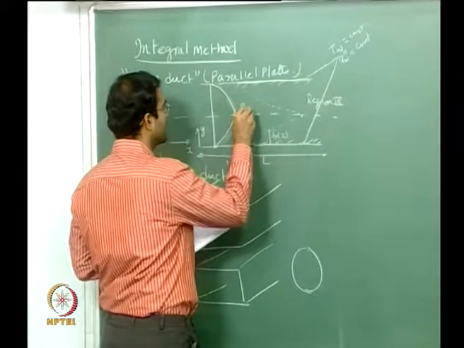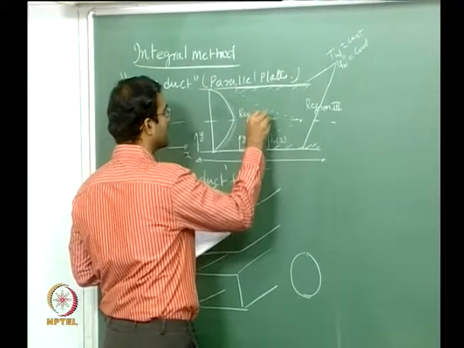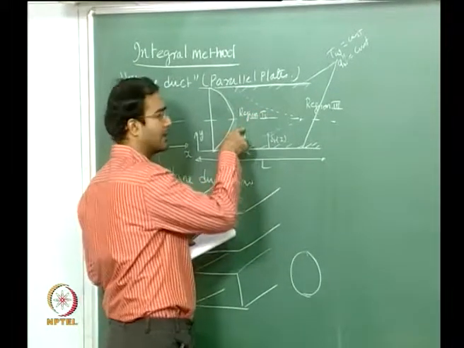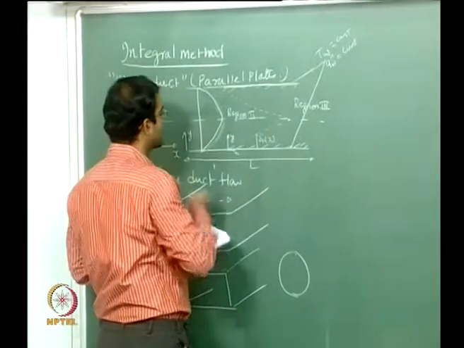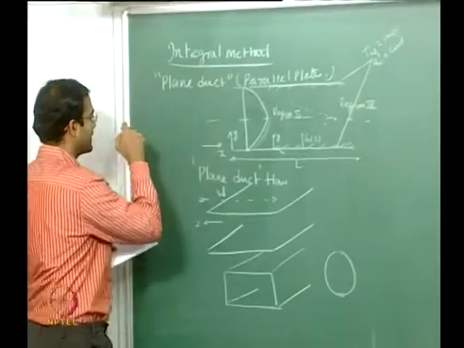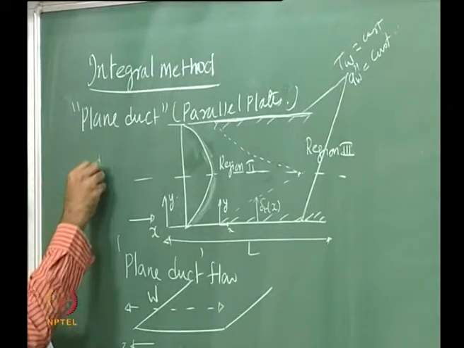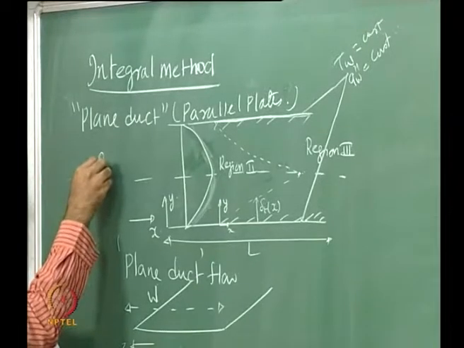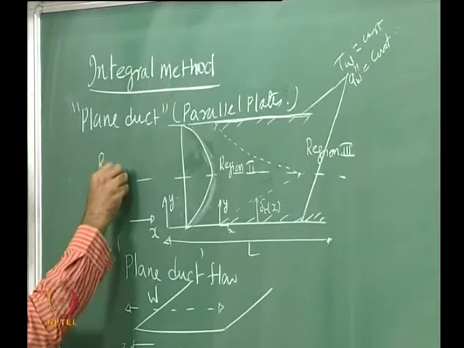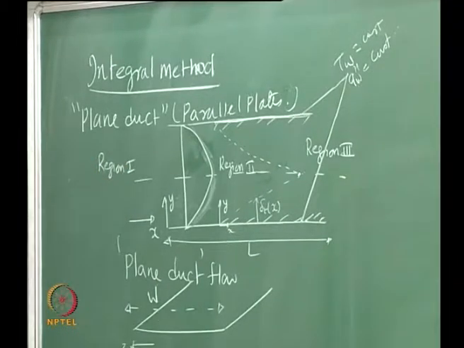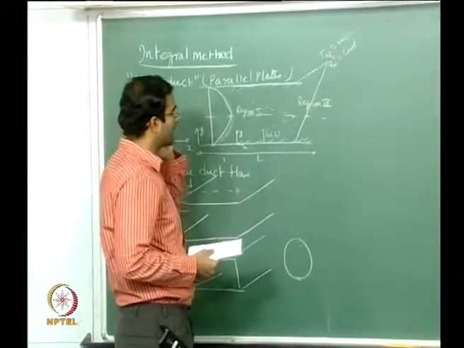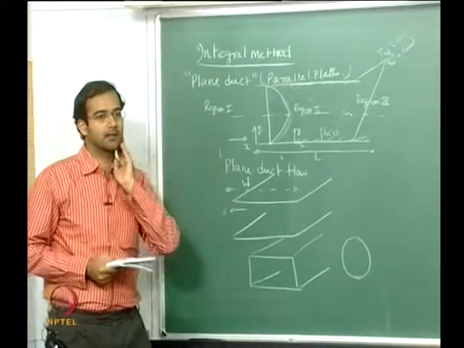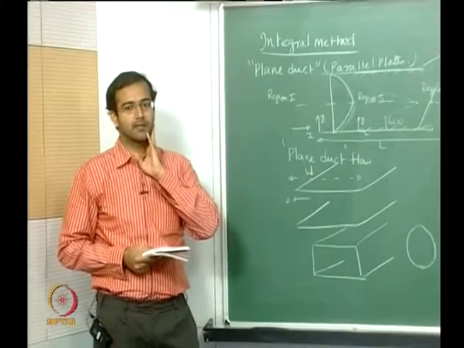This is your region 2, where your velocity profile is fully developed and your thermal boundary layer is developing. If you go several axial locations before, you will be in region 1, where the hydrodynamic boundary layer also is still developing. Now the question is where I can apply the momentum integral method. In which region can I apply it?